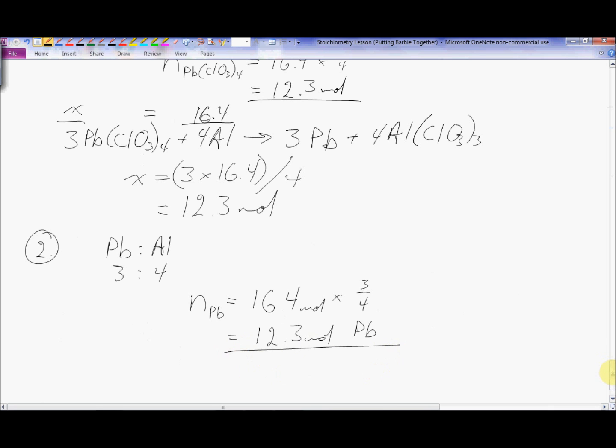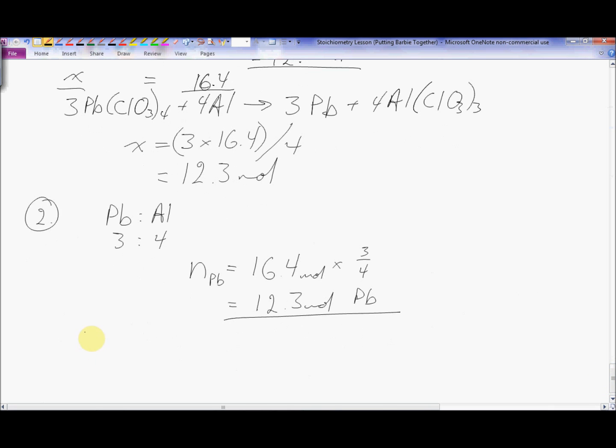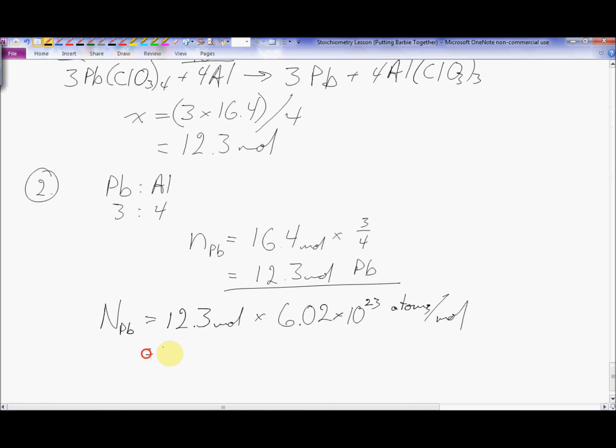But now we'll just go a step further and say, okay, the number of lead atoms is going to be our 12.3 moles of lead times Avogadro's number, 6.02 times 10 to the 23 atoms per mole. So when we multiply that through, we end up with 7.40 times 10 to the 24. Okay, and there you have it.